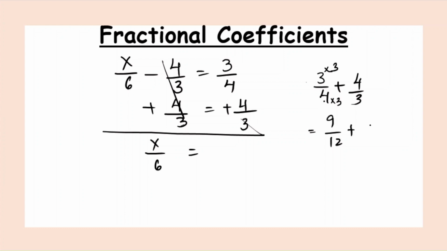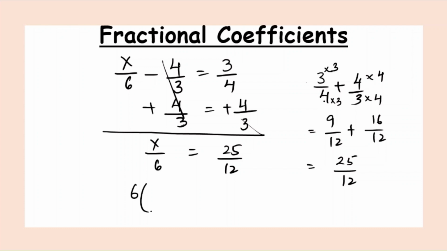Plus, let's make this denominator 3 as 12. So multiply by 4 and on the numerator also. 4 times 4, 16, 3 times 4, 12. Now, this will be the addition of the fractions with the same denominator. So this is 12, 9 plus 16 is 25. So I got 25 twelfths on this side when I added 3/4 and 4/3 in this way. Now, x is being divided by 6 and I want to isolate x. I don't want this 6. So multiply by 6 on both the sides.